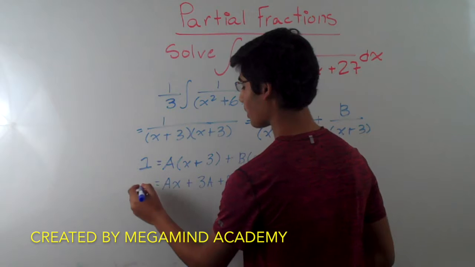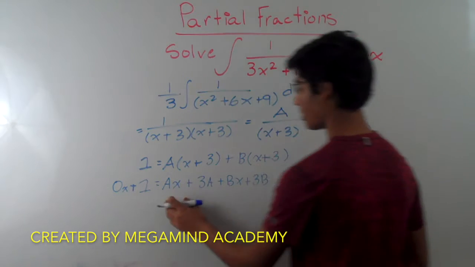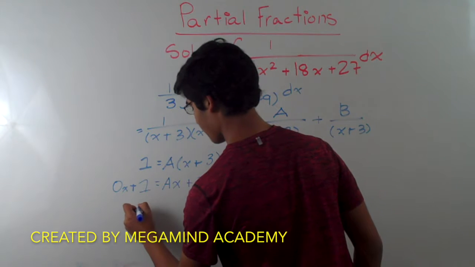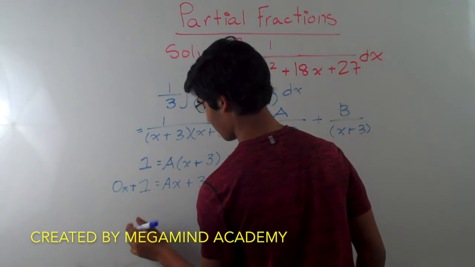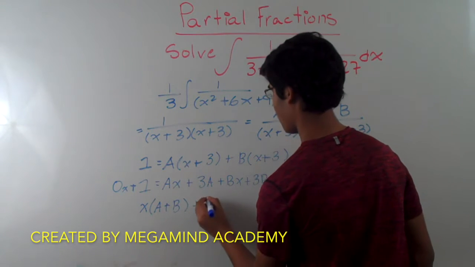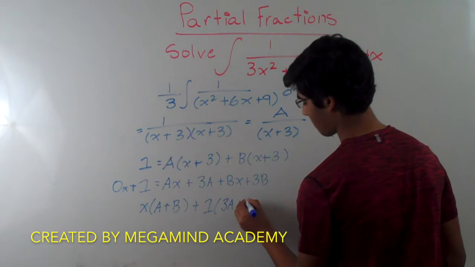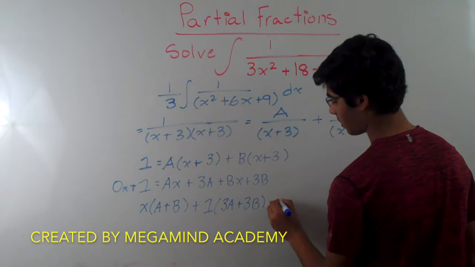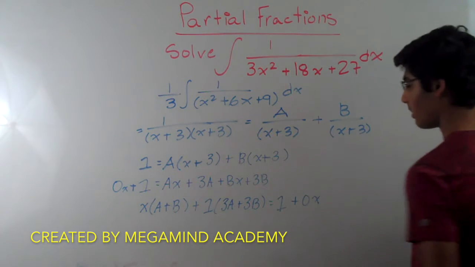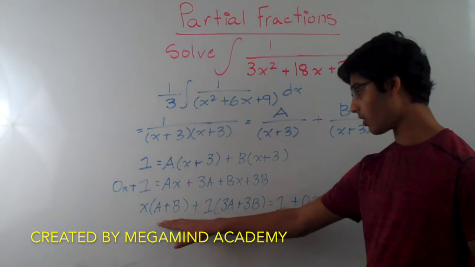So now let's, instead of writing just 1, write 1 plus 0x, because we have some terms on the right side which are in terms of x. So now let's group these. We get x times a plus b plus 1, this is the constant side, times 3a plus 3b is equal to 1 plus 0x. So if we have 0x, and 0 is the coefficient of x here, that means on this side 0 must be the coefficient of x.